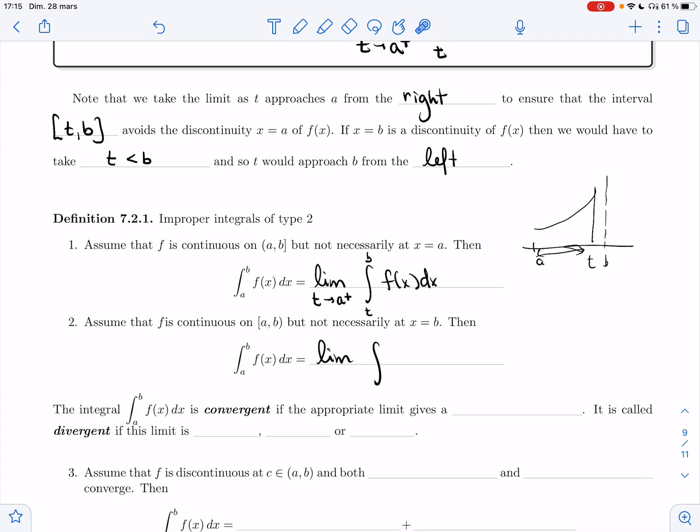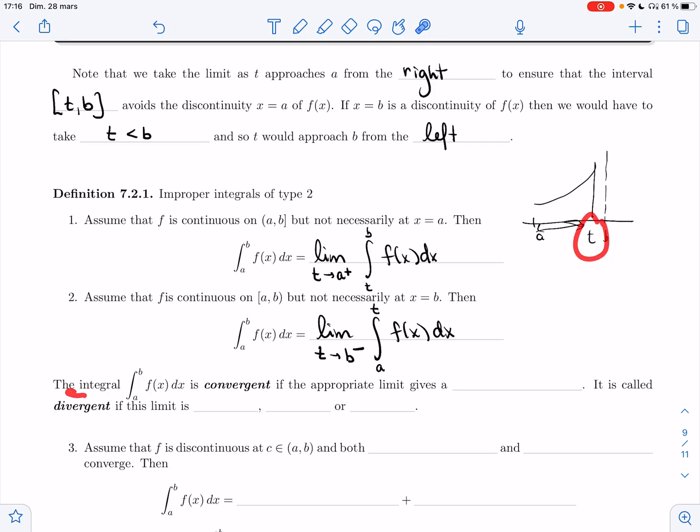Same thing if b is the problem point. Assume that f is continuous on [a, b) but not necessarily at b, then the integral from a to b of f of x dx is the limit. I'm going to leave a alone, then put t instead of b since b is the issue, and then I'm going to take t goes to b from the left, I want t to be smaller. All right, the integral from a to b is convergent if the appropriate limit gives a finite number. It is called divergent if this limit is plus infinity, minus infinity, or if it doesn't exist.